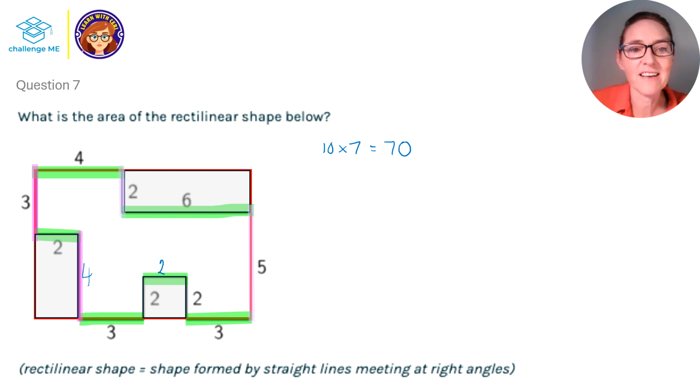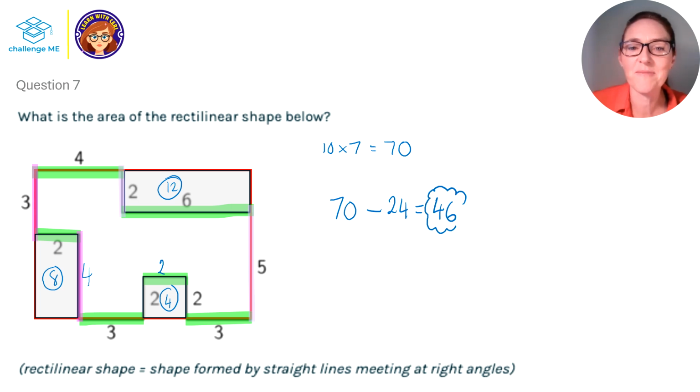And my other area is a 2 by 6. That's a 12. 2 by 4, that's an 8. 12 and 8 is 20. And this little bit here is a 4. So we've got a final answer of 70 minus those bits which add up to 24. So that gives us 70 minus 20 minus 4 gives us 46. And there you go. Just a quick one there. Hopefully you got that 46 as well. Lovely.